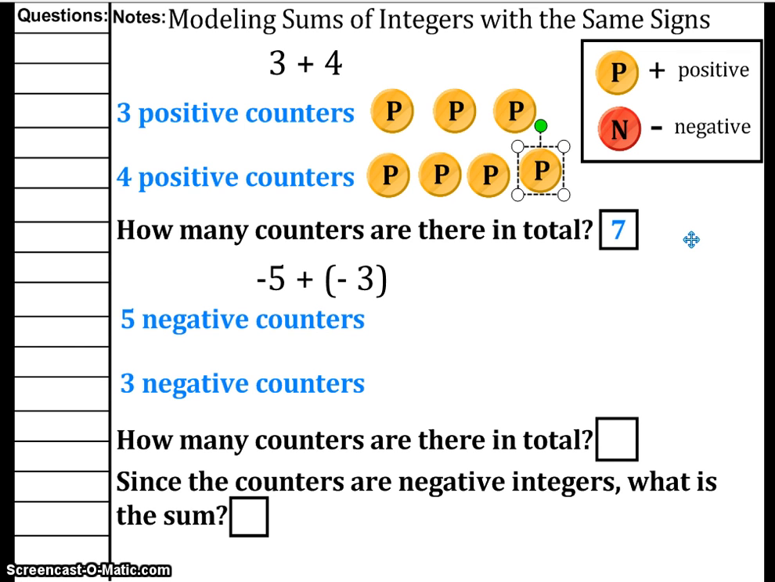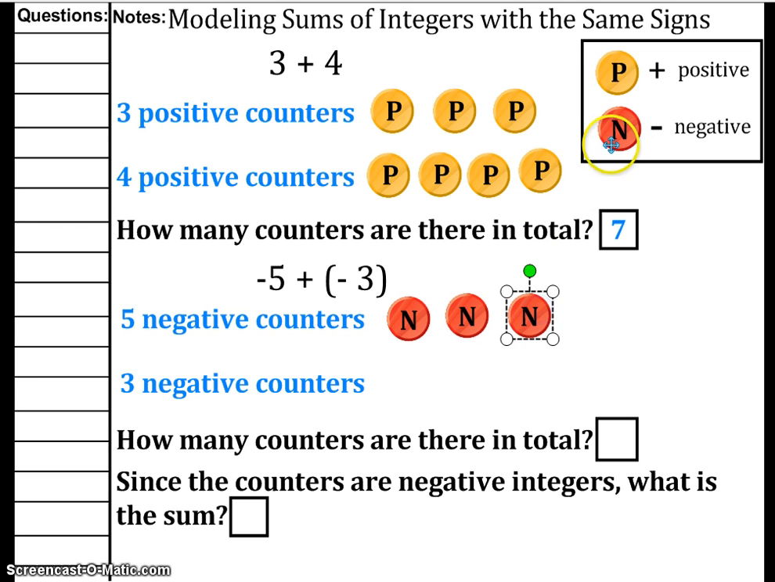Now let's see what happens when we have the same signs, but they're negative. So we have negative 5 plus negative 3. Negative 5 is a negative integer, so we're going to use red, and we're going to have 5 of them. 1, 2, 3, 4, 5. Plus a negative 3. So that means we're going to have another 3 red counters.